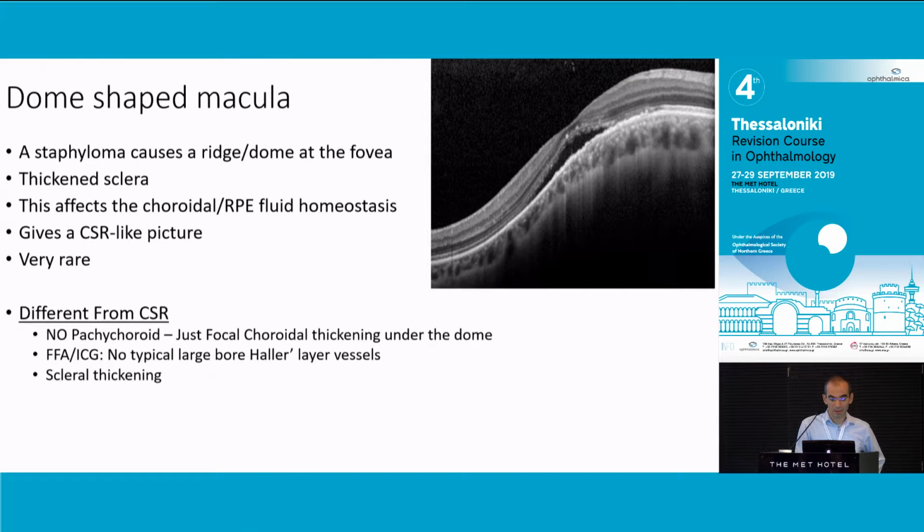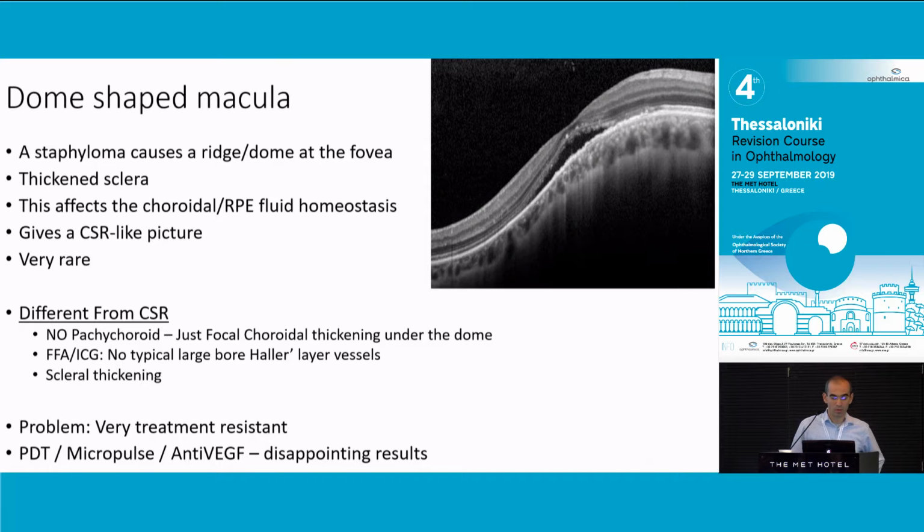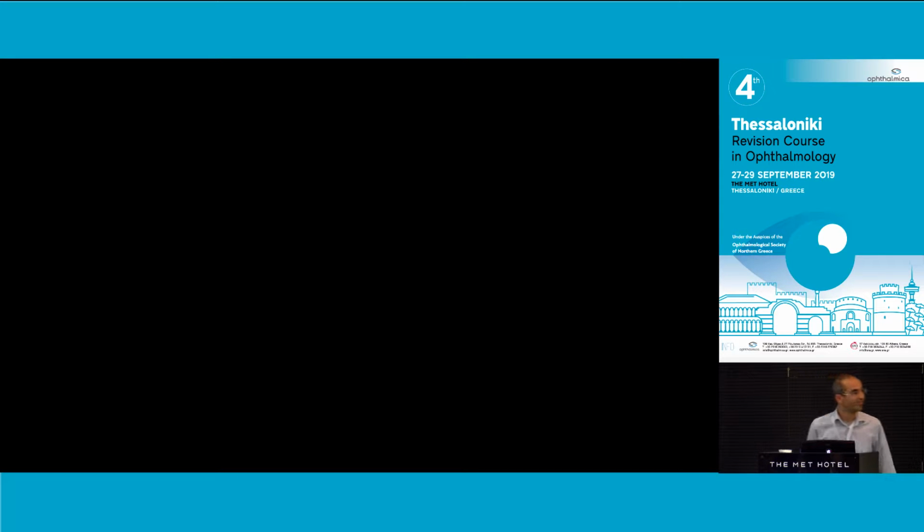Unfortunately, it's very different from CSR. It doesn't respond very well to treatment, whatever you try, PDT or micropulse or anti-VEGF. It's important to differentiate it from CSR. You don't get the typical large-bore Haller's layer vessels. You do get probably thicker choroid compared to many myopes. And the treatment options are very limited. It's a very short talk. Hope it was enough.